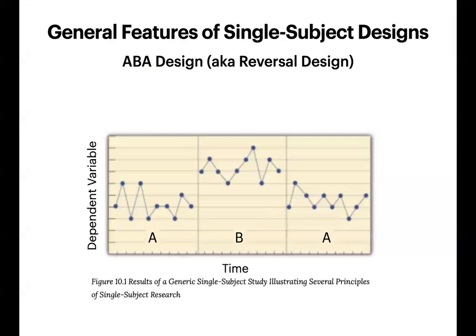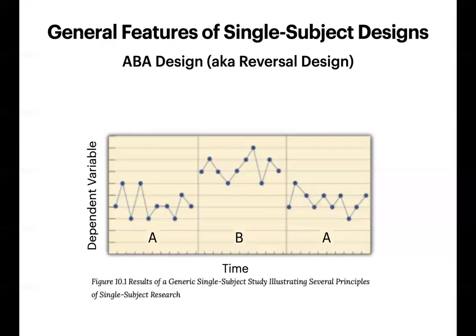You also see that the study is divided into three separate phases, A, B, and A. In this generic study, participants initially experienced condition A, or phase A, then moved on to condition B, and finally returned to condition A. It's important to note that in single subject research, the shift between conditions generally depends on the participant's behavior rather than a fixed amount of time or observations.